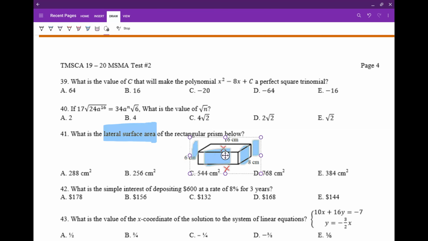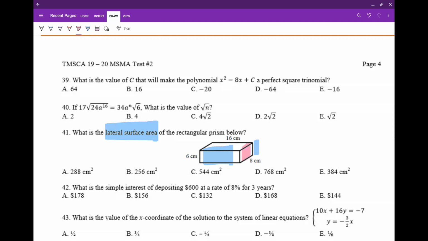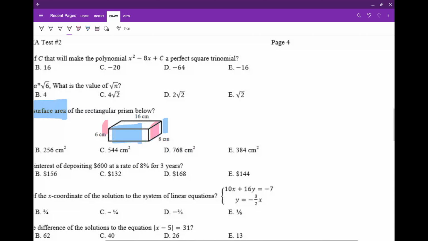So what this means is we're going to have to ignore the area of the top and the bottom. So we're trying to solve for this area and then the corresponding one in the back. We're trying to solve for this area and then the corresponding one on the other side. So let's do the pink one first, which I'm going to represent using red.